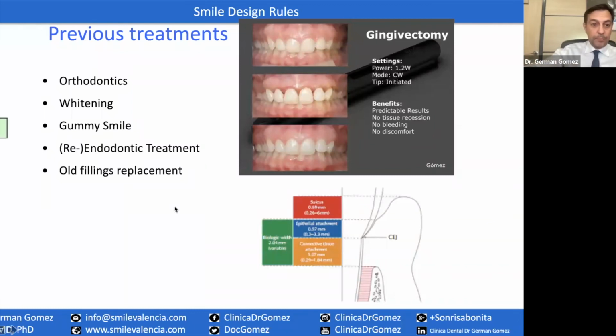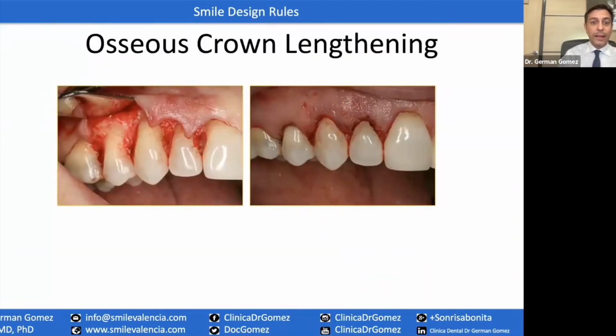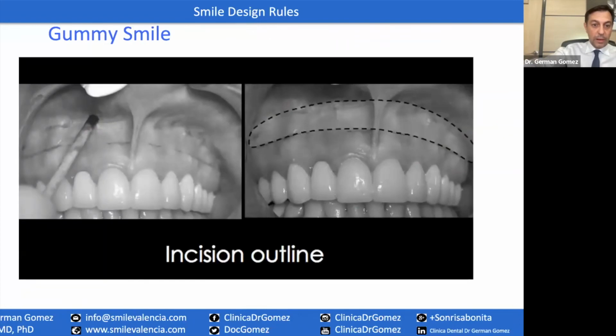Then Gummy Smile can be done with open crown lengthening, only with laser, with a combination of taking away bone and with laser. You can learn about all these things.